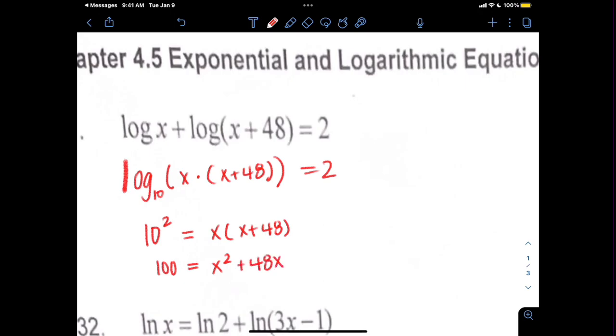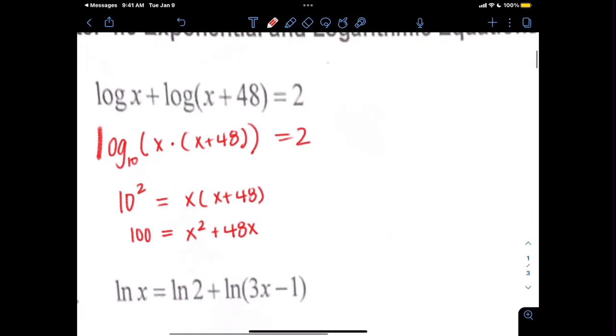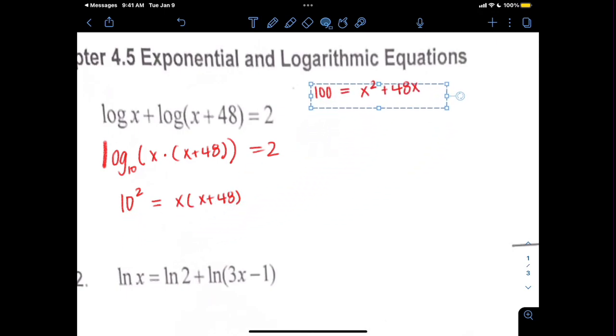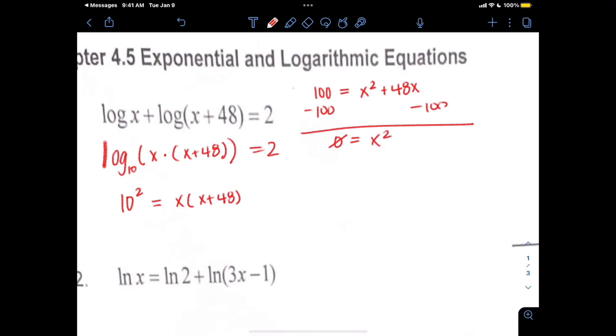Now, of course, anytime I'm trying to solve an equation, I want it to be set equal to 0. So I'm going to go ahead and move that 100 over. Now I'm going to see if I see anything in common among these. I don't. So I'm going to attempt to factor this.